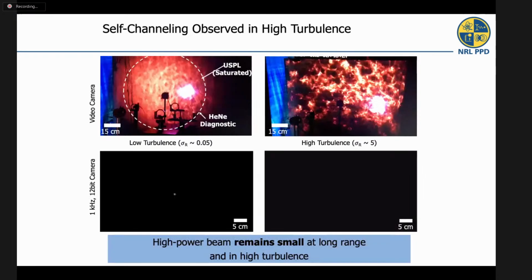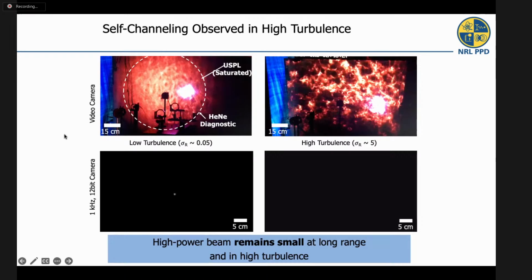Okay, so here are some examples of the images and videos that we took downrange. In the top row are true color images of the beam. We have a diagnostic that measures both the strength of turbulence as well as the inner scale, which we call the LIST diagnostic. It's based off of beam wander and intensity fluctuations of a HeNe. What you see in the red is just our diagnostic HeNe, and the saturated region right here is the USPL. It's saturated on our true color image, but we have a nice 12-bit kilohertz camera that's recording the actual beam profile of the USPL down below.